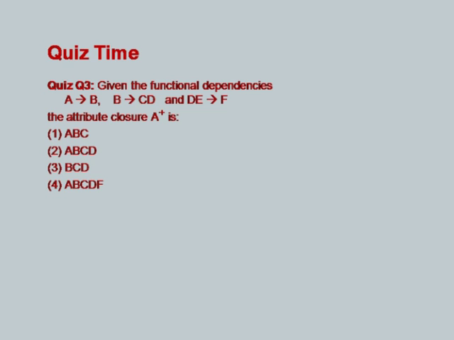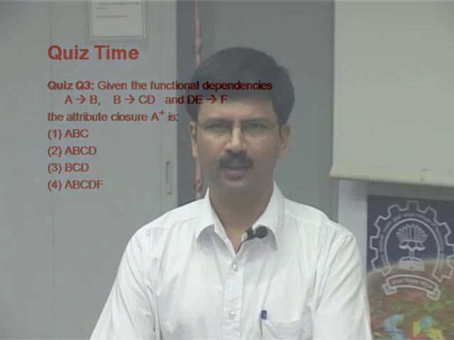Now, I can take the second functional dependency, B is contained in AB. So, result will then become ABCD. So, A plus is ABCD at this point. Now, can I do anything more to it? DE goes to F? No, I can't, because E is not there in ABCD. So, at this point, the result stops expanding and the final result is ABCD. So, the correct option is option 2.